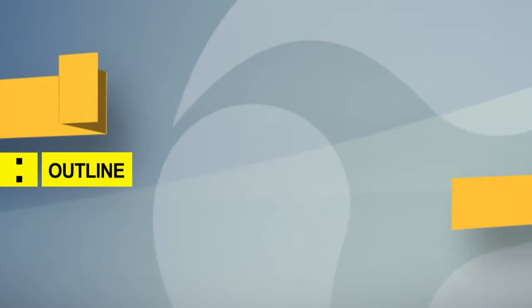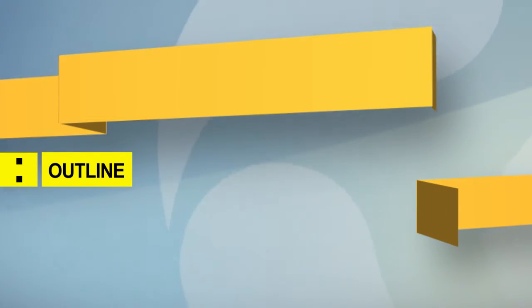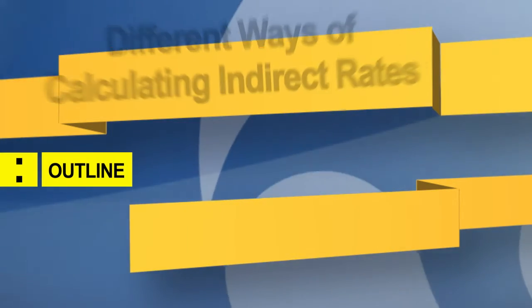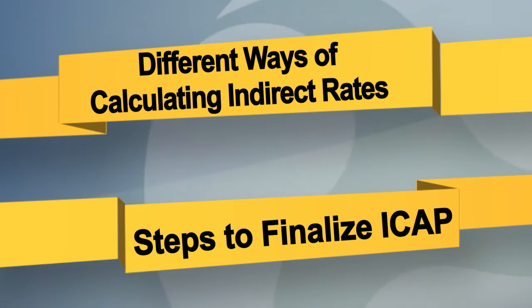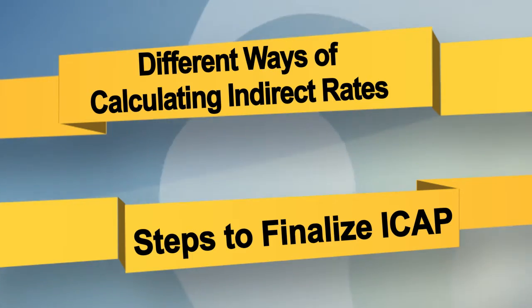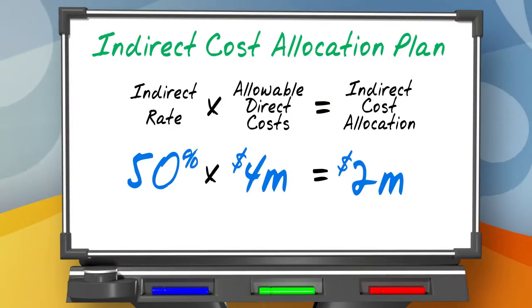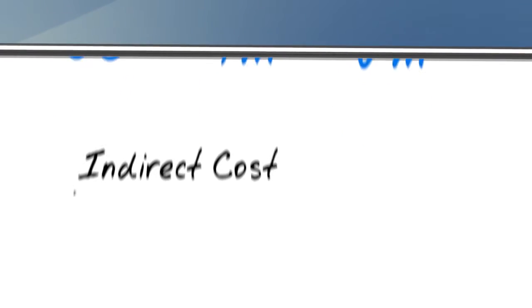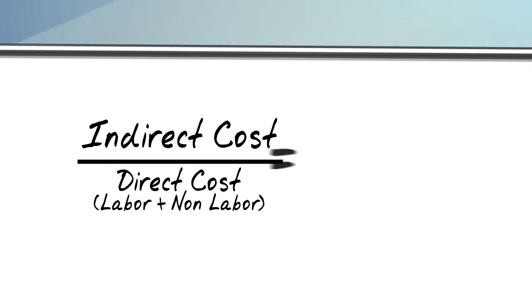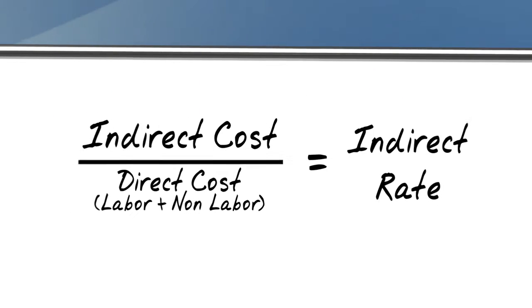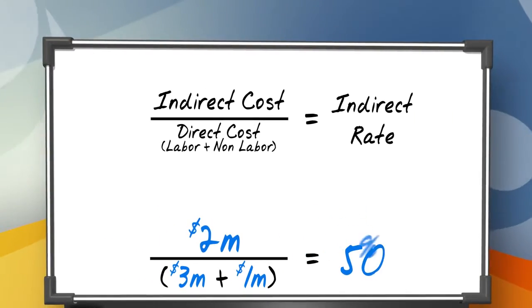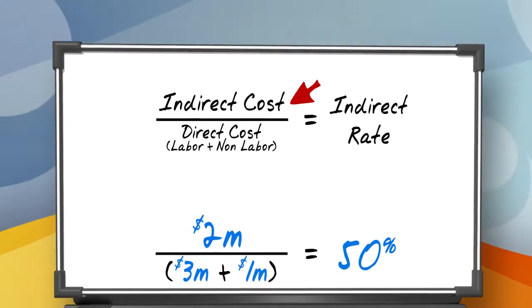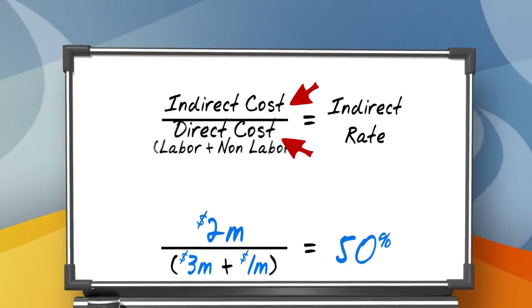There are some guidelines you'll be expected to follow, but the methods you ultimately use will be based on your organization's objectives. Here we will look at some different ways of calculating indirect rates and the steps agencies will take to finalize their ICAP. Your agency's indirect rate is the centerpiece of the ICAP and is calculated by dividing indirect costs by direct costs. While the calculation is fairly straightforward, consideration must be given to what to include in the indirect cost pool, the equation's numerator, and in the allocation base, the denominator.